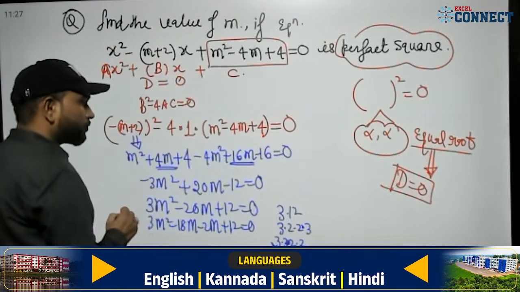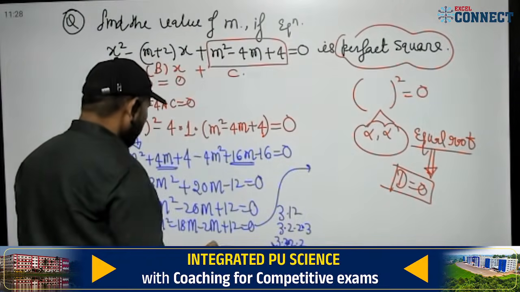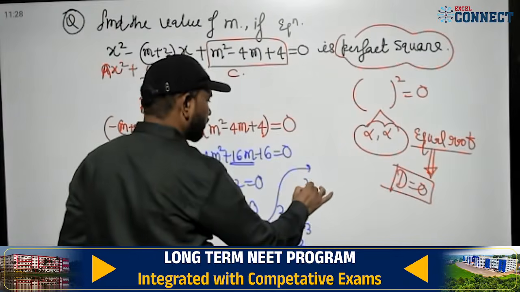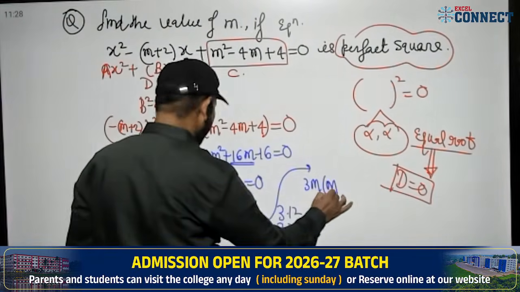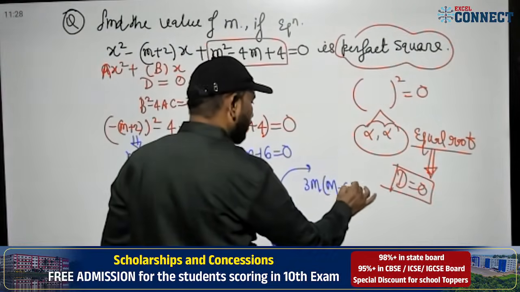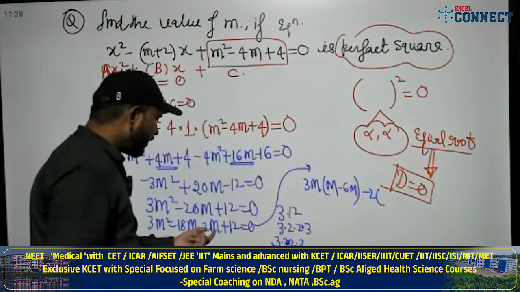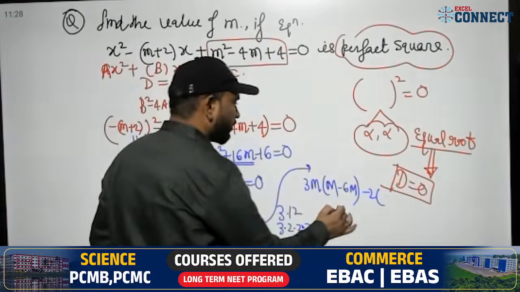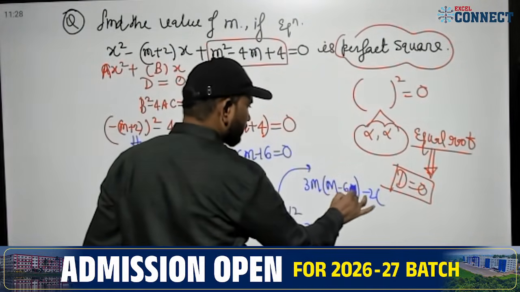0. So in this we can take common. I am writing here. What is this? 3m common. What is this? m square, m remaining only, and here is what? Minus 6m. Okay. And here is what? Minus 2 common. So what remaining? m minus 6. Again, here is only 6, not m.